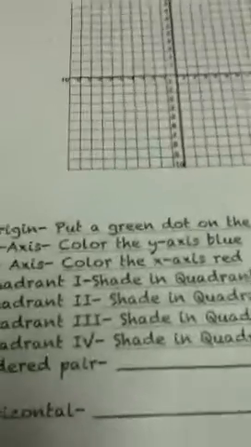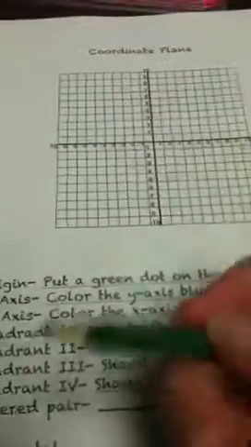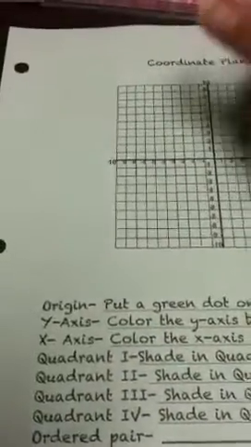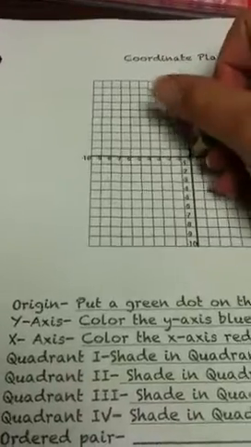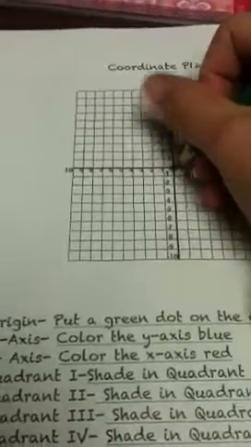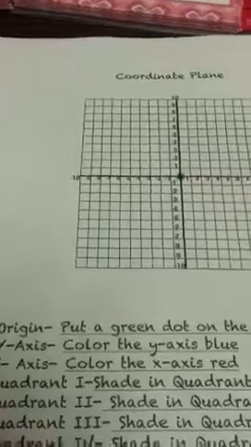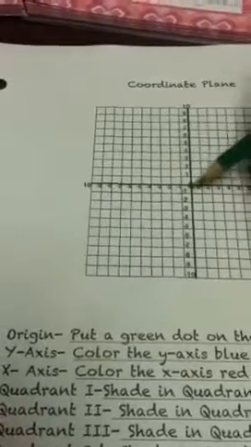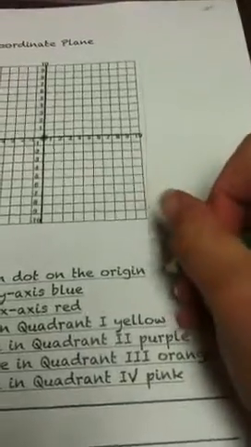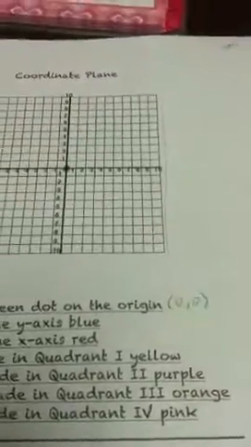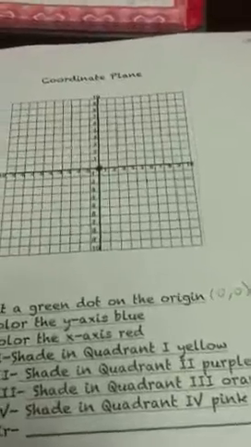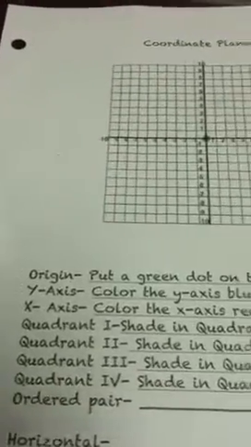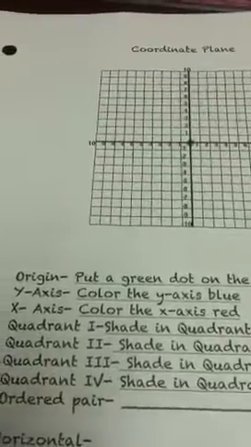So if you will, please get a green colored pencil, and you will be putting a green dot right here on the origin. The origin is where both the x and y axis meet. The origin is the coordinate plane of 0, 0. That is the origin.